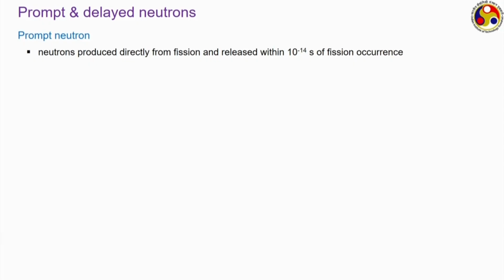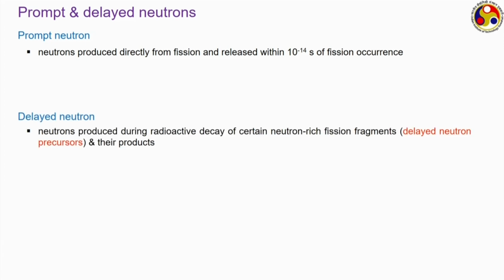These two terms were introduced earlier in one of the earlier modules, and we clearly know that prompt neutrons refer to the neutrons which are produced directly from the fission, and therefore, they appear within 10 to the minus 14 seconds of fission occurrence. Whereas, delayed neutrons actually are the result of the radioactive decay of certain neutron rich fission fragments.